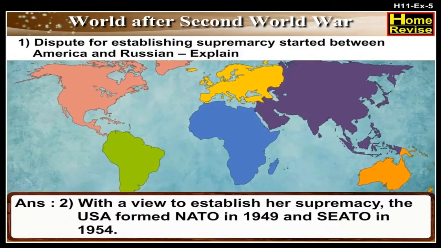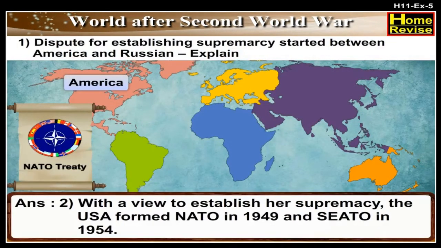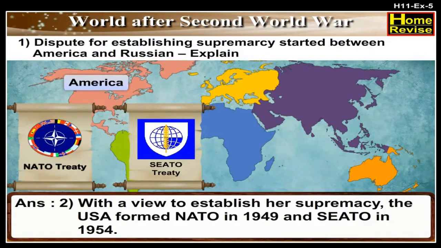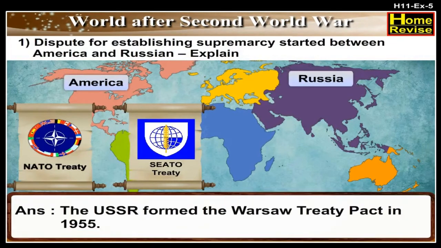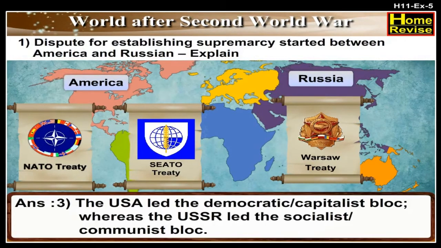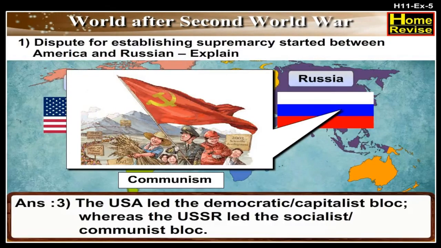Number 2. With the view to establish her supremacy, the USA formed the NATO in 1949 and CETO in 1954. The USSR formed the Warsaw Treaty Pact in 1955. Number 3. The USA led the democratic capitalist bloc, whereas the USSR led the socialist communist bloc.